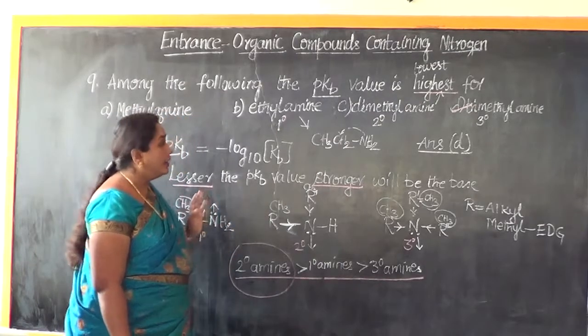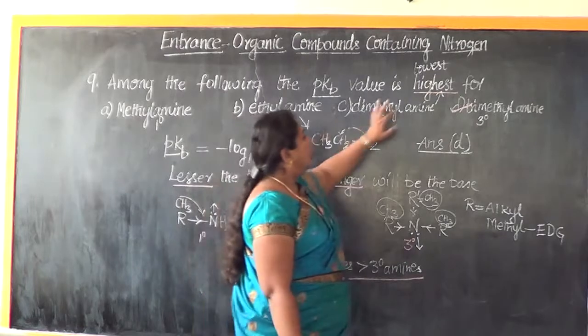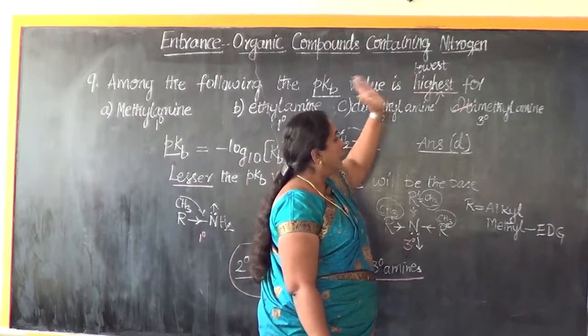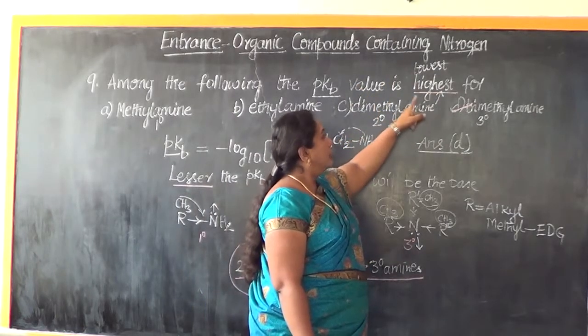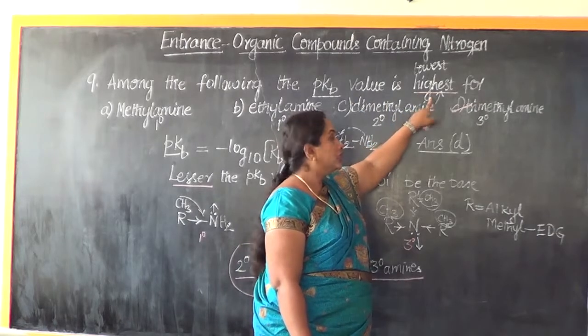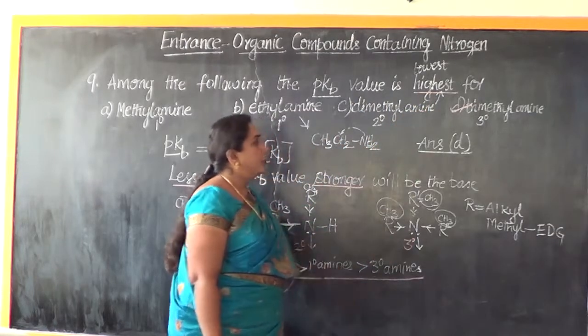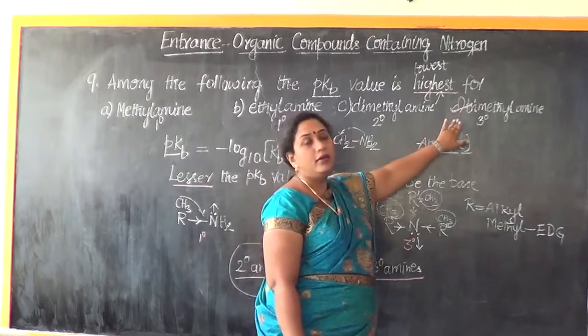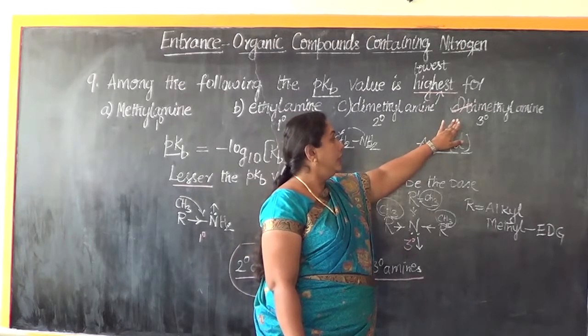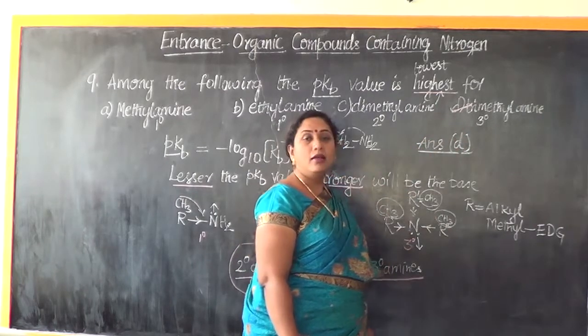Sorry about that, I understood this as the lowest a little while ago, so I earlier wrote it as C. Now it is not the lowest, it is the highest. So highest in the order will be tertiary amine, so the correct option will be answer option D, that is trimethylamine.